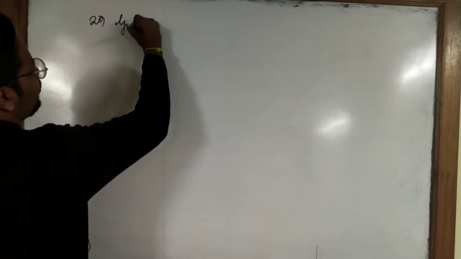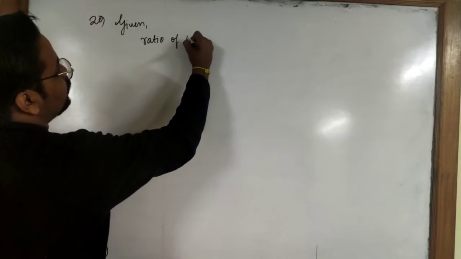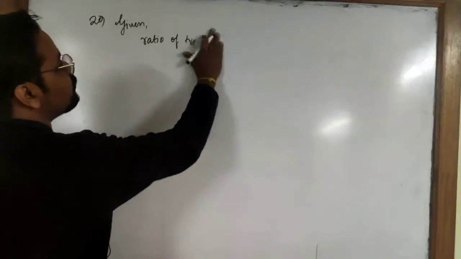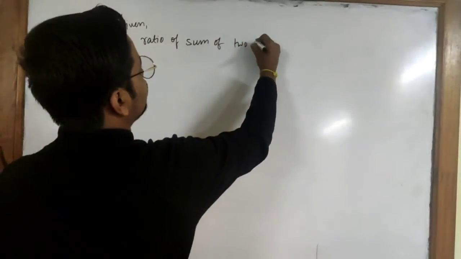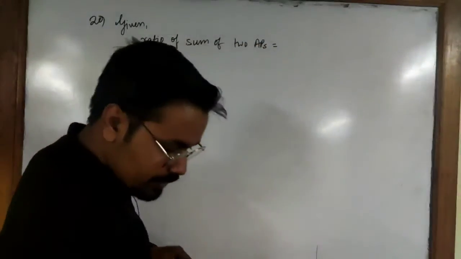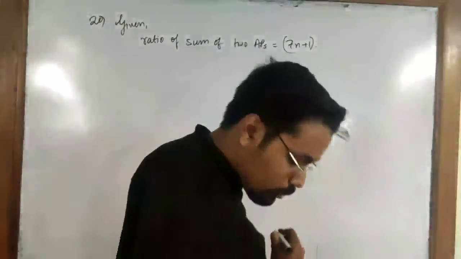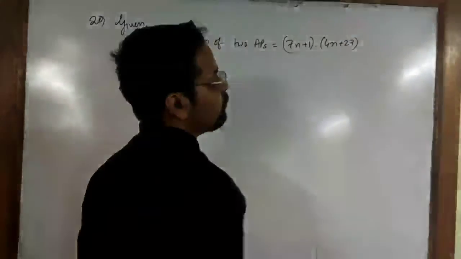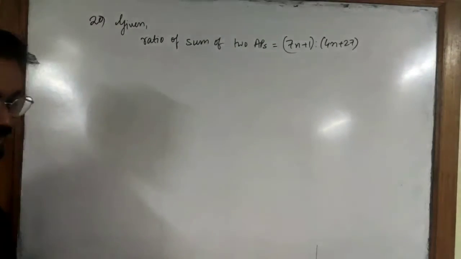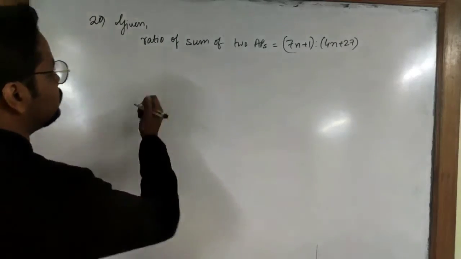What we have to do is, it is given the ratio of the sum of two APs is equal to 7n plus 1 is to 4n plus 27. You have to find the ratio of the 11th terms. So let us consider the two APs like this.